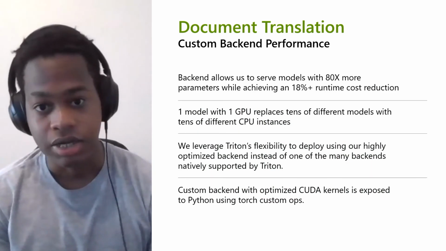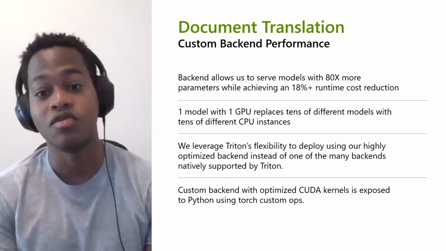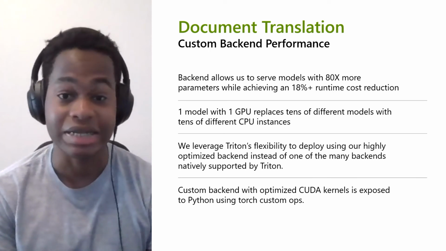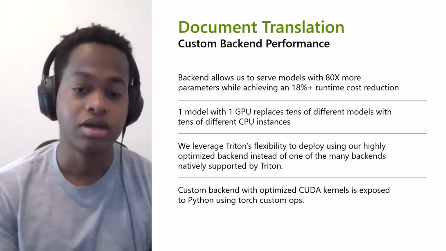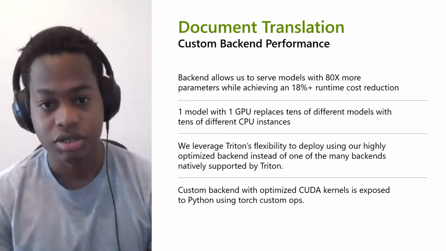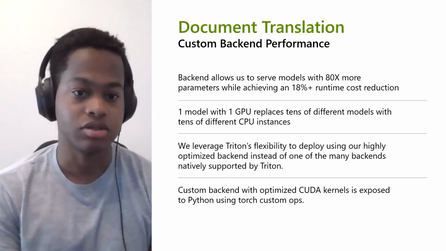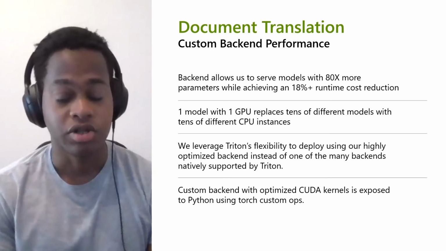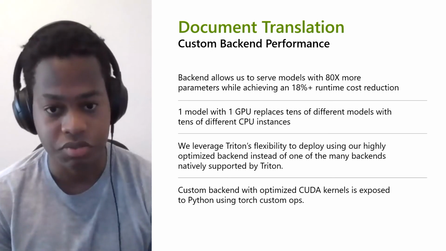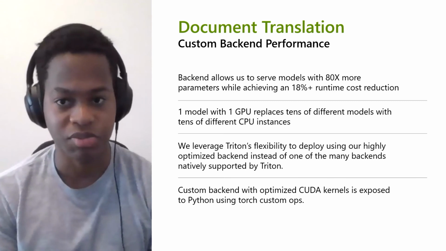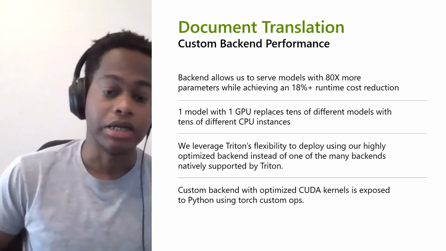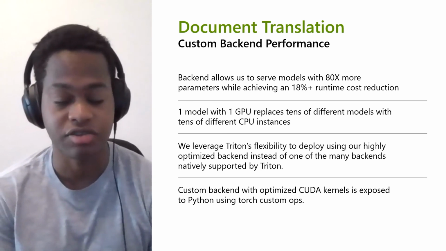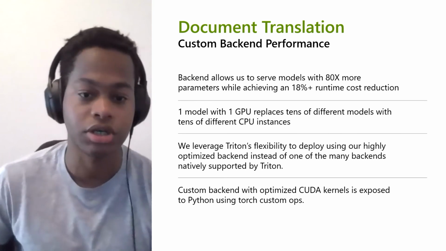In fact, it allows us to serve models that have over 80x more parameters, while achieving an 18% reduction in runtime costs. And as Young mentioned, one of these models replaces tens of models and tens of CPU instances. It was possible to serve these models thanks to Triton's flexibility because it supports custom backends, and we'll do a bit of a deep dive into that. And to use our custom CUDA kernels with faster transformer, we just exposed them to Python using Torch custom ops.